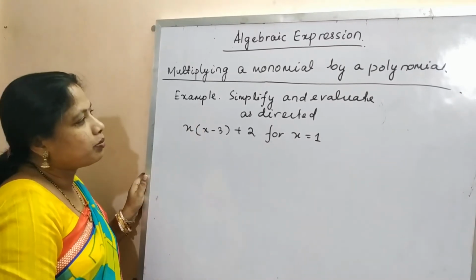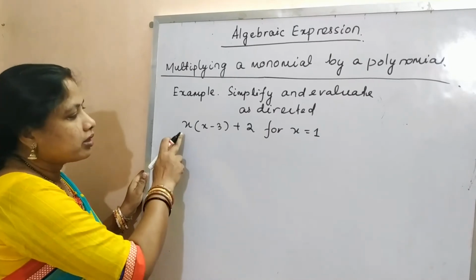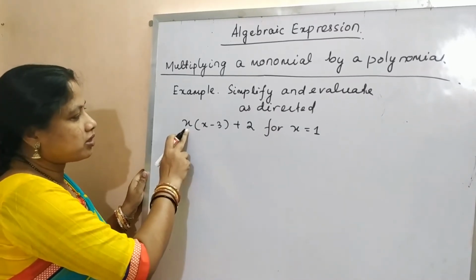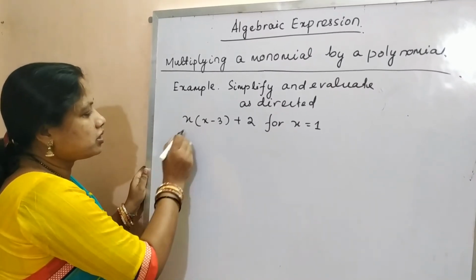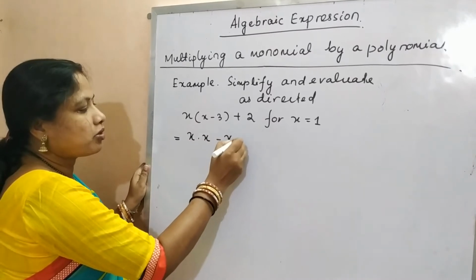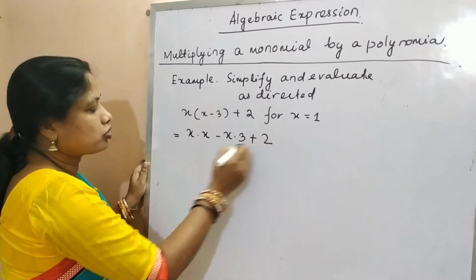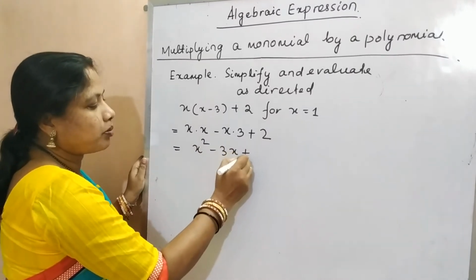Here is an example. Simplify and evaluate as directed. So this is the question. Expression is x multiplied with x minus 3 plus 2. So this is equal to x multiplied with x minus x multiplied with 3 plus 2. So x square minus 3x plus 2.